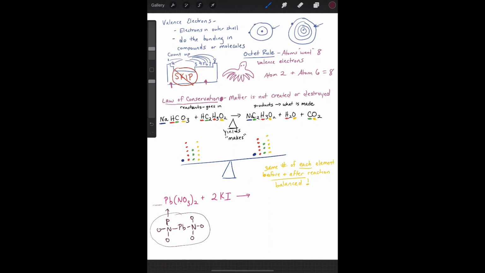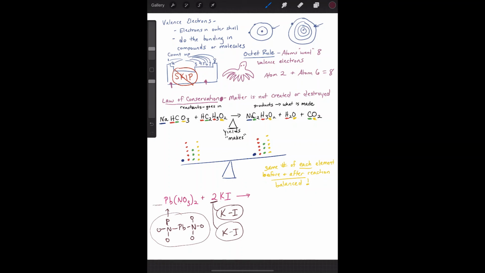But now over here, I have a potassium and an iodine together. But I have 2 of them, right? So here's one and here's one. I have 2 of them. So there's 1, 2. And so that's telling me that there are 2 of that compound.